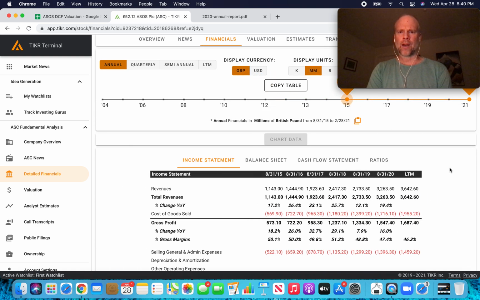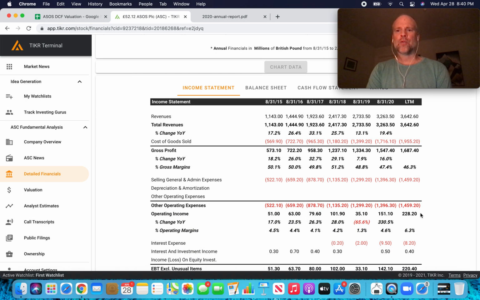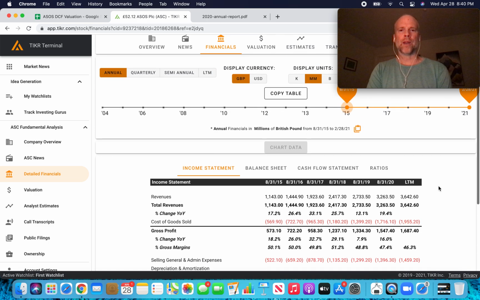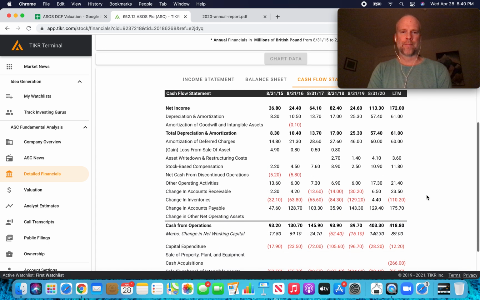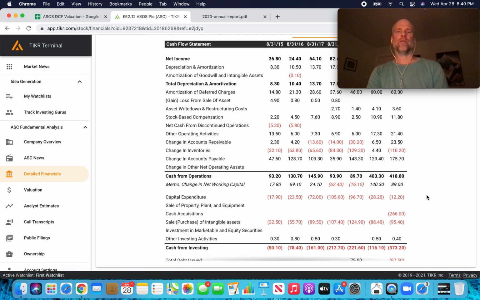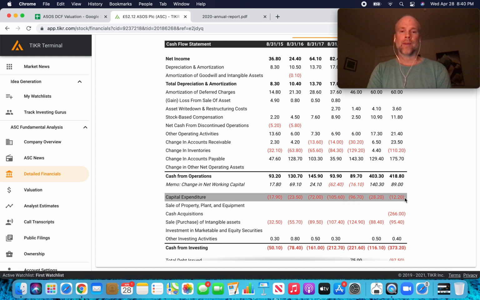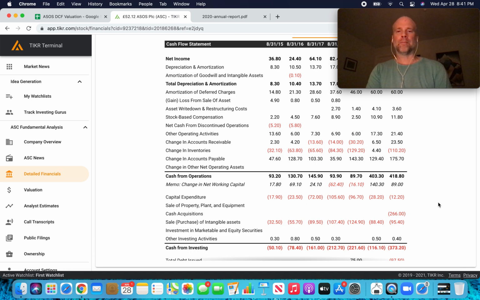Let's shorten these down a little bit. I'm going to use my last 12 months of operating income. That's the first number. Then I'm going to come in here to this cash flow statement, and I want to subtract from that last 12 months operating income, CapEx and purchase of intangible assets. Usually what purchase of intangible assets means is they acquired a company. If you add these two, CapEx and purchase of intangible assets, that's about 108 million British pounds. So we're going to subtract 108 million from that 228 million of operating income to get my estimate of free cash flow.